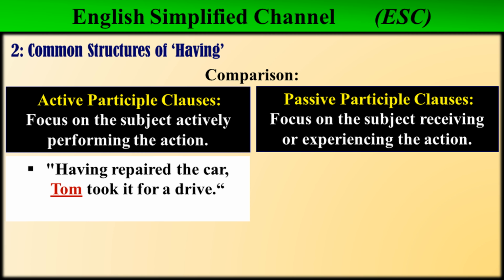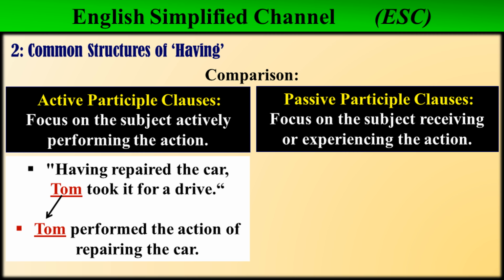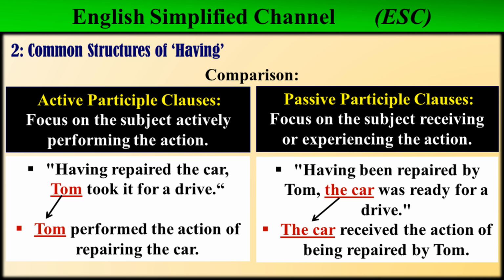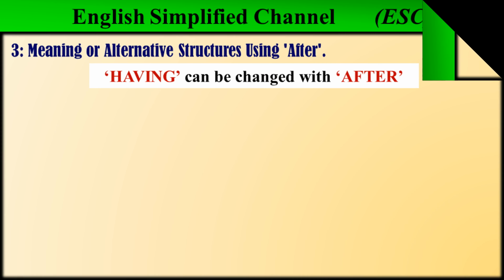Example comparison. Active: "Having repaired the car, Tom took it for a drive." Explanation: Tom performed the action of repairing the car. Passive: "Having been repaired by Tom, the car was ready for a drive." Explanation: the car received the action of being repaired by Tom. You get it, don't you? Well, let's continue to Section 3.